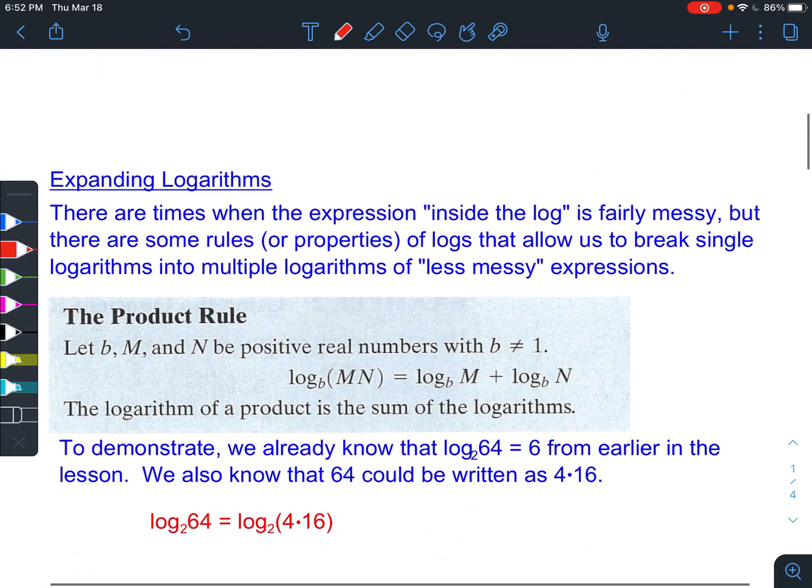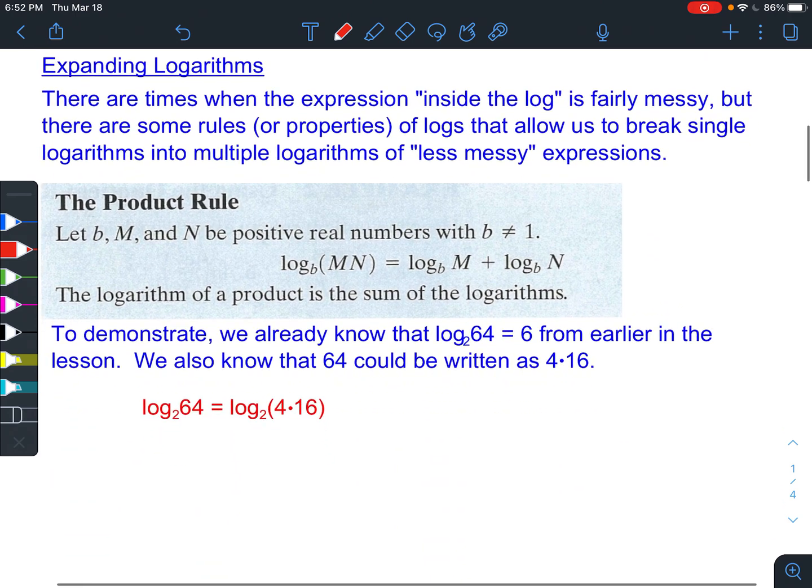Let's move on. So, expanding logs here. There are times when the expression inside of a log is fairly messy, but there are some rules, or properties, depending on what part of the book you look at, that allow us to break single logs into multiple logs of less messy expressions. Ultimately, we're going to get down to logs of single numbers or single letters, but we'll get to that as we go.